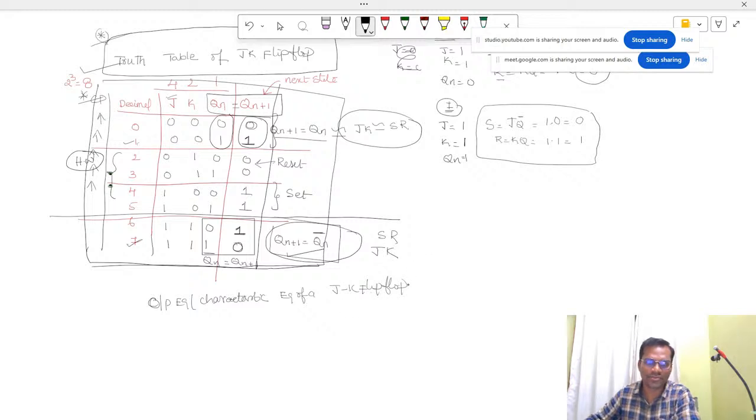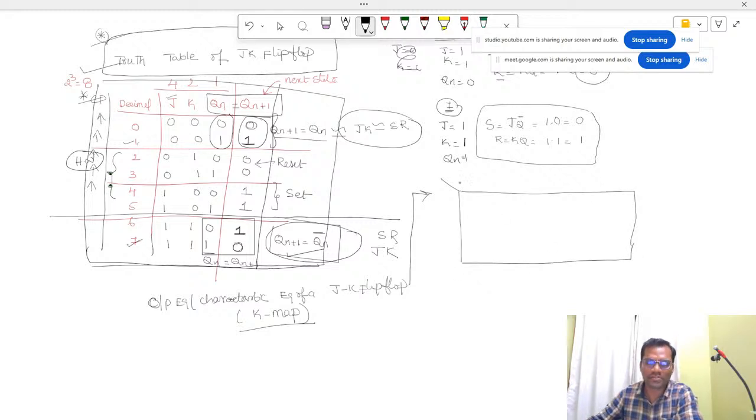Now let us try to derive this characteristic equation. I can get this characteristic equation by using a map, where this map is called which map? K map. Where K stands for which map? Karnaugh map. So how many variables are there at the input side? 1, 2, 3. So then we will try to draw a box. Okay. So like this you have to draw one box.